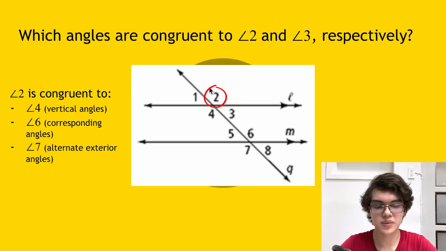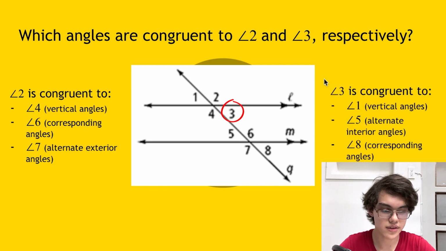And finally, it would be congruent to angle 7 because of the alternate exterior angles. These two are alternate exterior angles because they're on the outside and they're on opposite sides of the transversal. They're on alternating sides, which means that they're alternate exterior angles, which means that they're congruent.